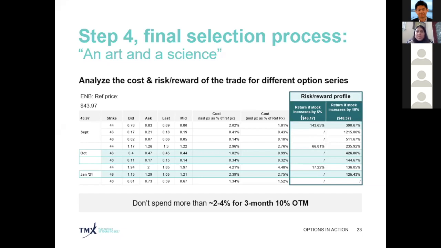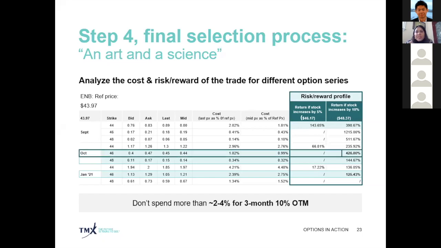So if it goes to $48.37, currently it's at $43.97. If we enter into an October 46 strike price, we have a 426% return. It's simple return. And the cost is about 1%. Now, this is something, again, where you have to see your own objective, your own risk tolerance, and you have to see how much you're willing to spend. And my personal view is that you shouldn't spend more than 2 to 4% when you're buying, say, a 3-month, 10% out of the money call option. This can be different for all of you. Perhaps you know that you have faith in this name and you want something long-term, so you're willing to pay more money for it. So again, just depends on your objective.